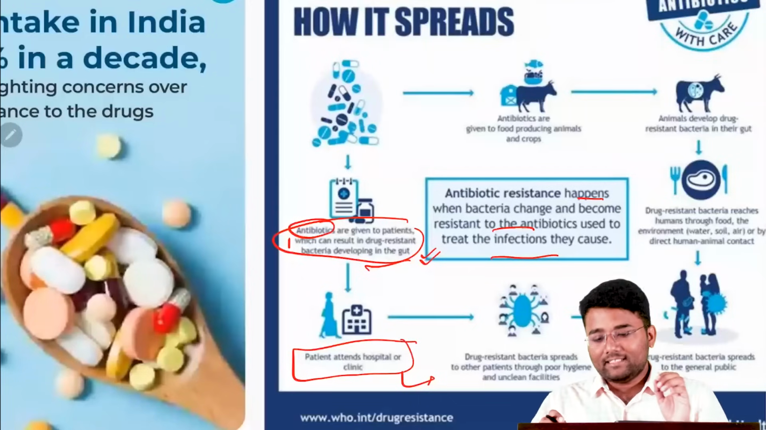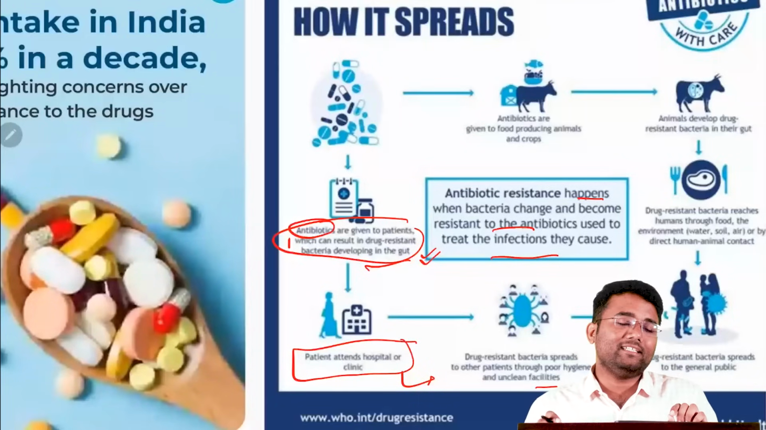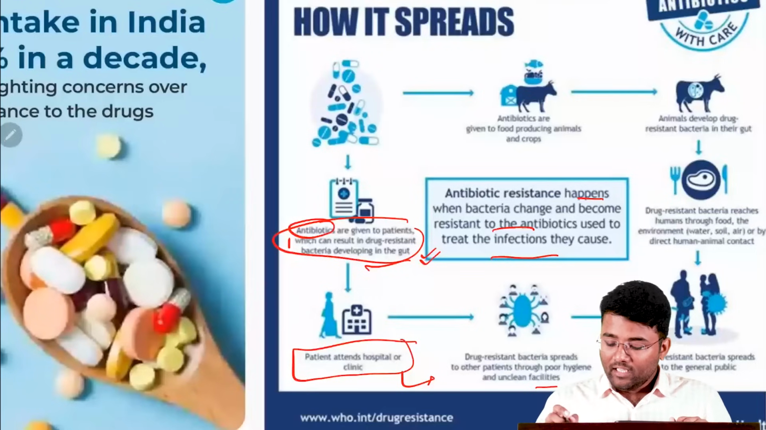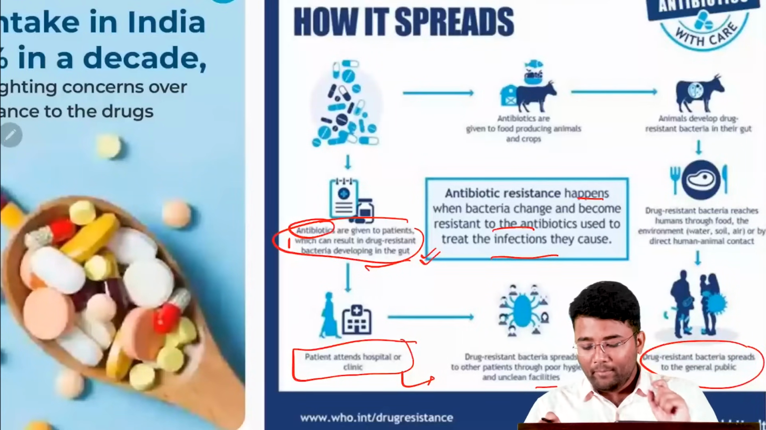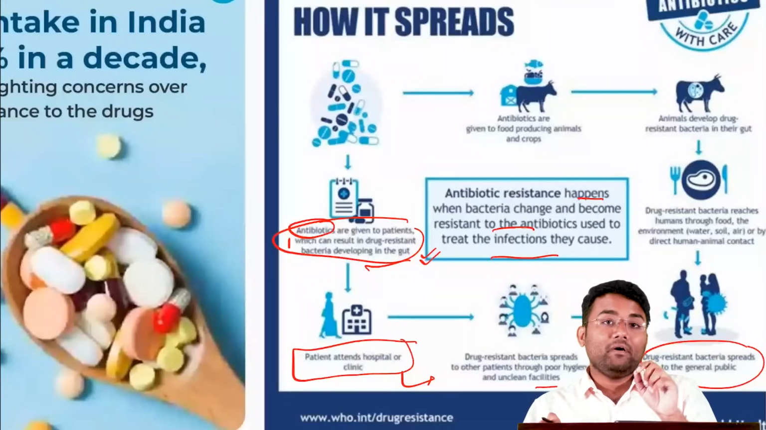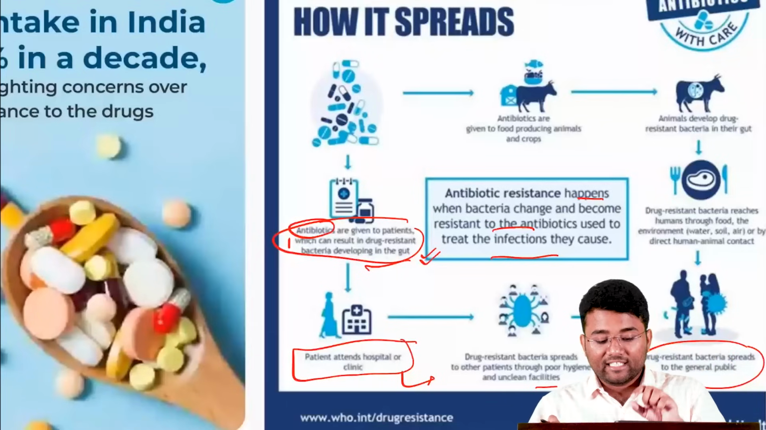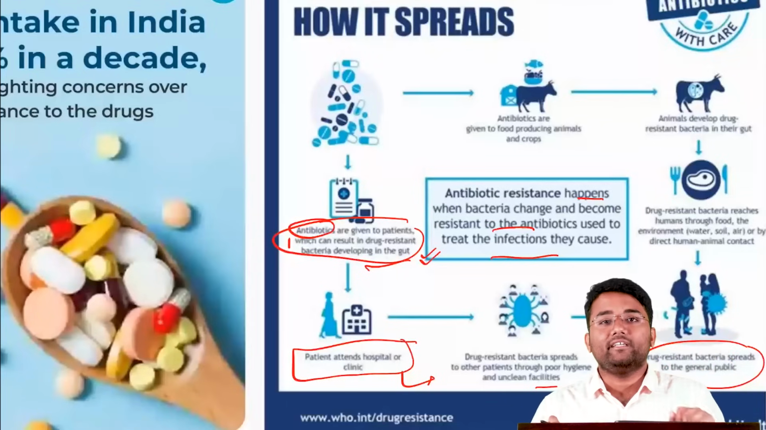And then this drug resistant bacteria will spread to other patients through poor hygiene and unclean facilities in the hospitals. Then this drug resistant bacteria may spread to the general public also. In this regard, ICMR has conducted a survey and found the presence of this drug resistant bacteria in various hospitals of India.